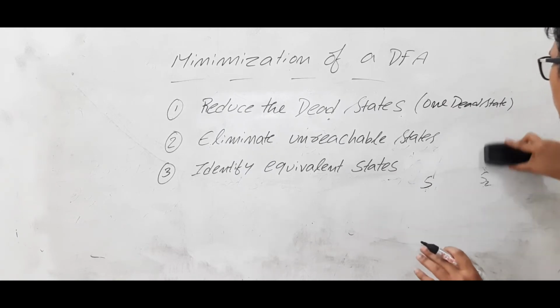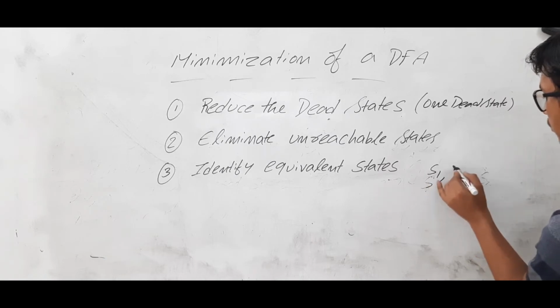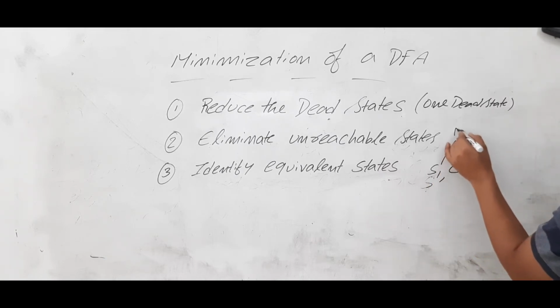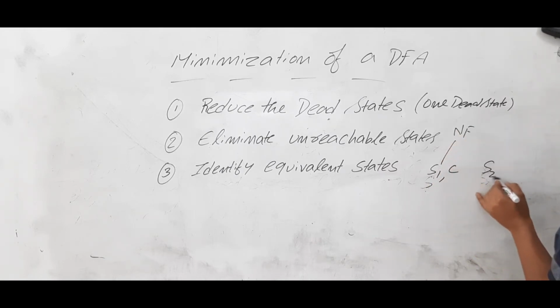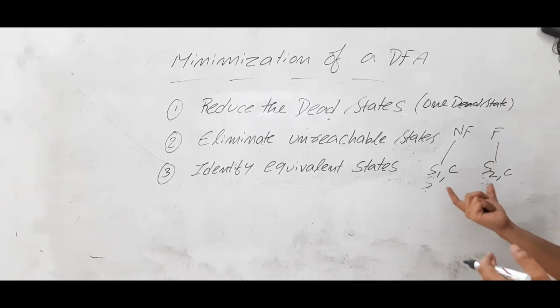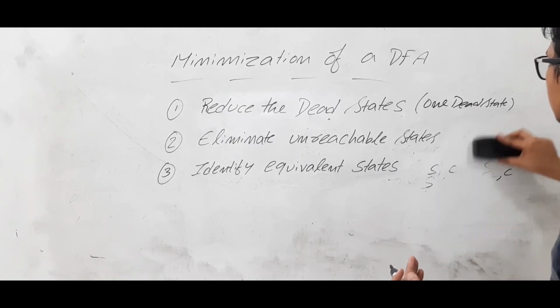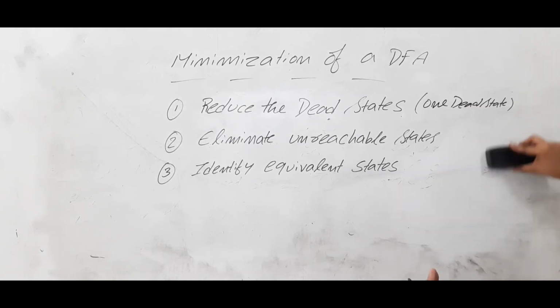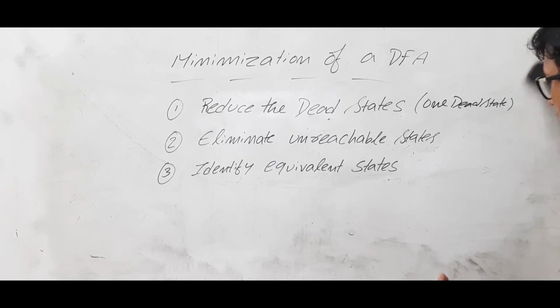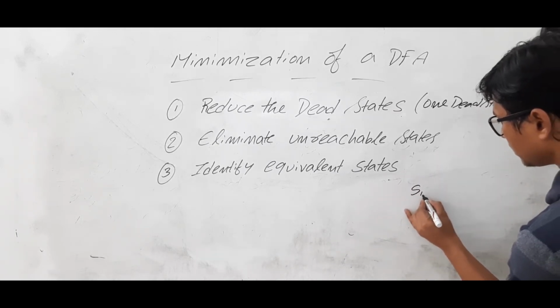But let's take that S1 on C is going to a non-final state and S2 on C is going to a final state. Then we will call them not equivalent. Is it clear? Now let me discuss what is 0-equivalent, 1-equivalent, all these things. Let me discuss in a simple way.